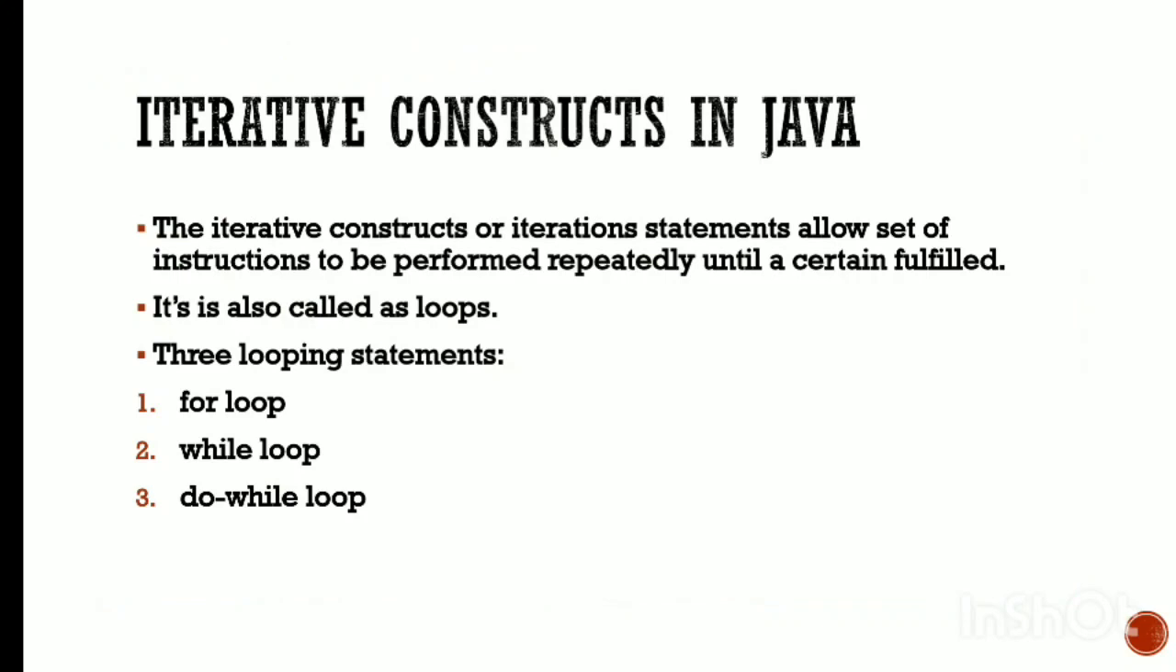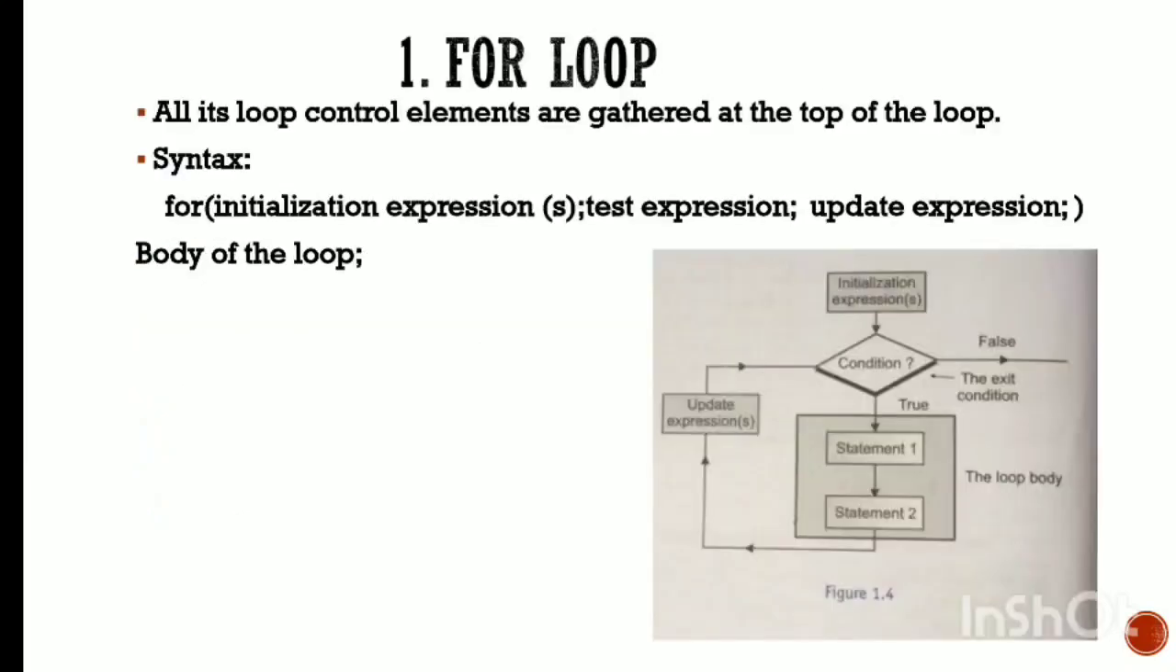It is iterative constructs in Java. In other words, it is a looping statement. There are three different loops. One is the for loop, the second one is the while loop, and the third one is the do while loop. Now we are going to learn about the for loop.